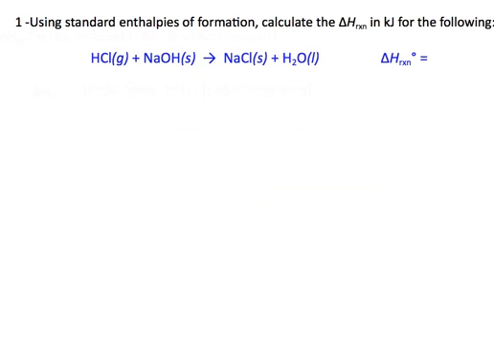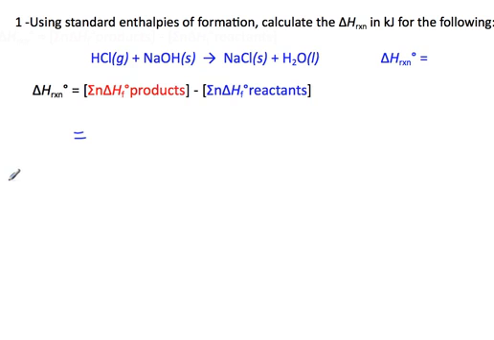And so there's our equation, and then we're going to start listing our standard enthalpies of formation, starting with our products. So I've gone ahead and already looked these up. So what we have here is negative 411 kilojoules as the enthalpy of formation for sodium chloride, plus the enthalpy of formation of water in the liquid state, which is negative 286 kilojoules.